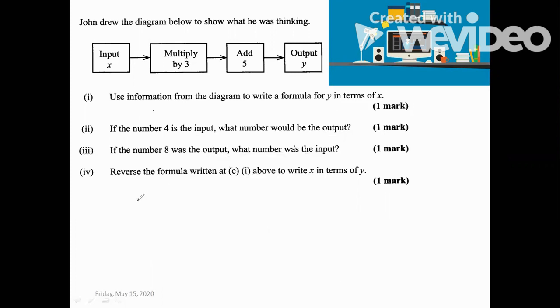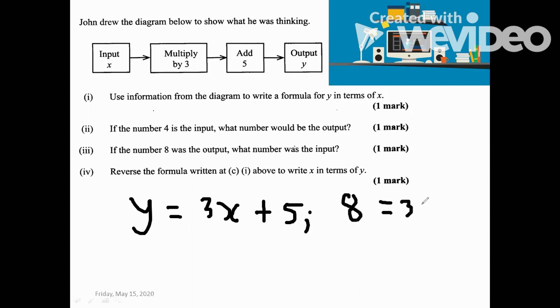Part 3. Well, it's the same equation, right? So y is equal to 3x plus 5. If the number 8 was output, what number was the input? So basically saying y is actually equal to 8. So we have 8 equals 3x plus 5. All right, so we're going to subtract 5 from both sides.